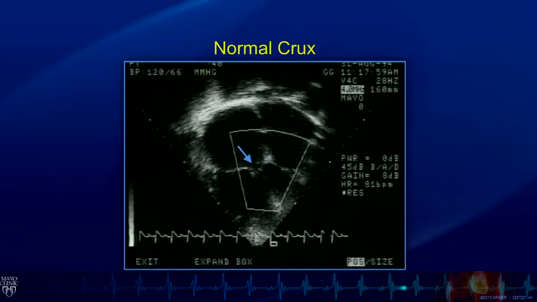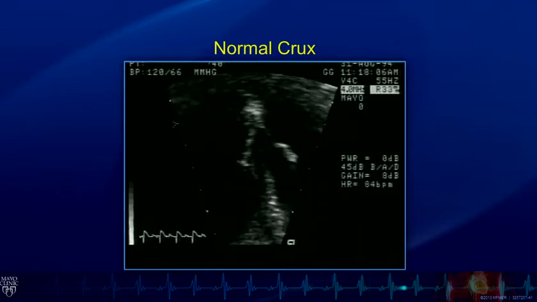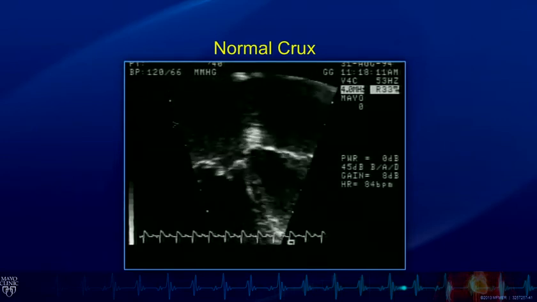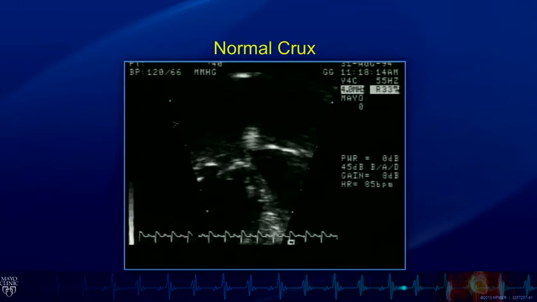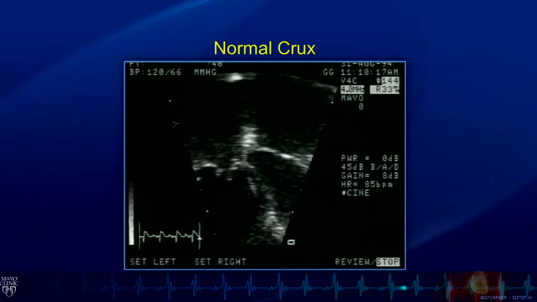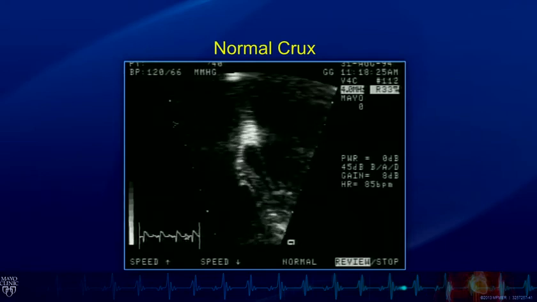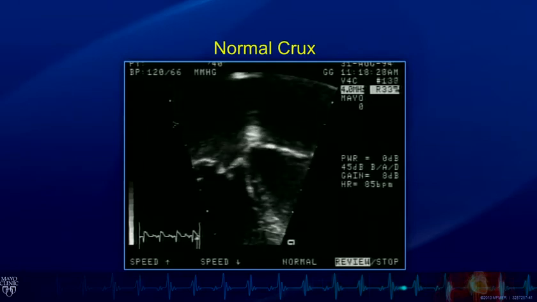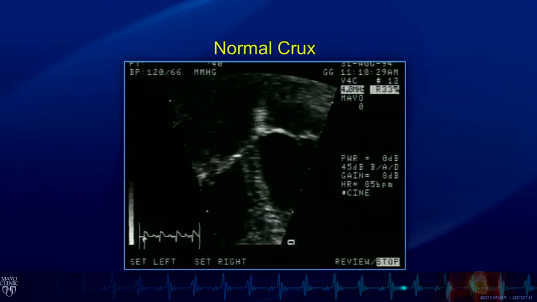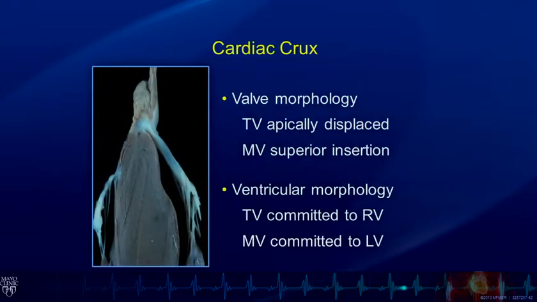Let's look at a real-time image here. The arrow demonstrates the insertion of the septal tricuspid valve leaflet, and in real time we can see indeed that that's quite offset compared to the mitral valve, but still within normal limits. So this is a normal cardiac crux, with apical displacement of the septal leaflet as compared to the mitral valve. And this is important because the tricuspid valve, once identified, always goes along with the right ventricle, and the mitral valve always goes along with the left ventricle. So an important echocardiographic landmark.